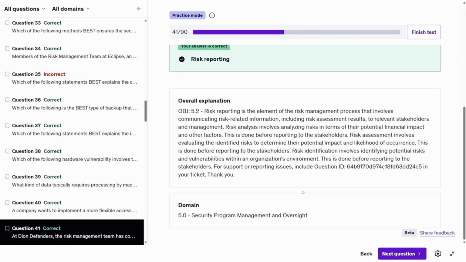Risk reporting is the element of the risk management process that involves communicating risk-related information, including risk assessment results, to relevant stakeholders and management. Risk analysis involves analyzing risks in terms of their potential financial impact and other factors. This is done before reporting to the stakeholders. Risk assessment involves evaluating the identified risks to determine their potential impact and likelihood of occurrence. This is done before reporting, and risk identification involves identifying potential risks within an organization's environment. This is also done before reporting to the stakeholders.